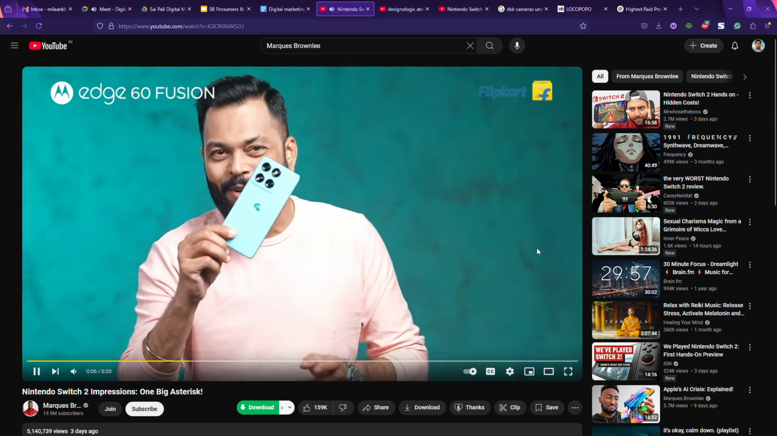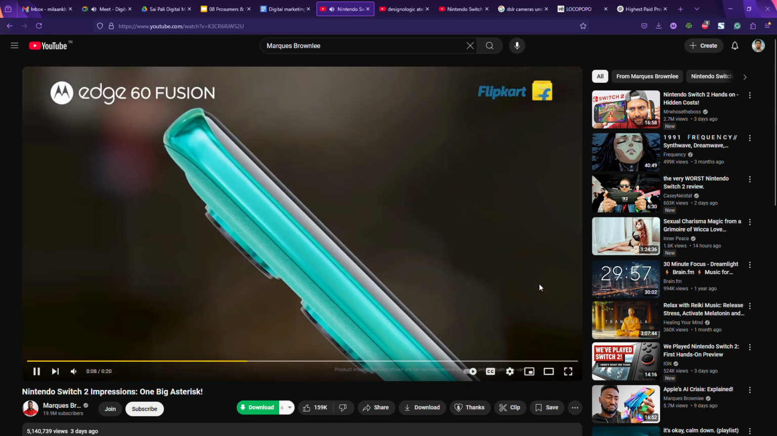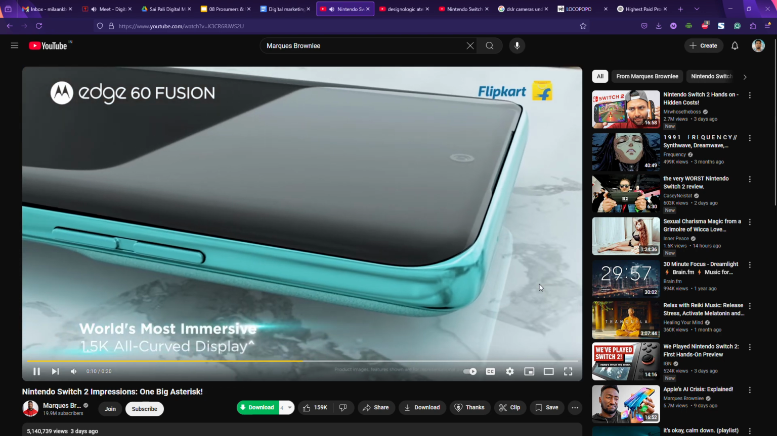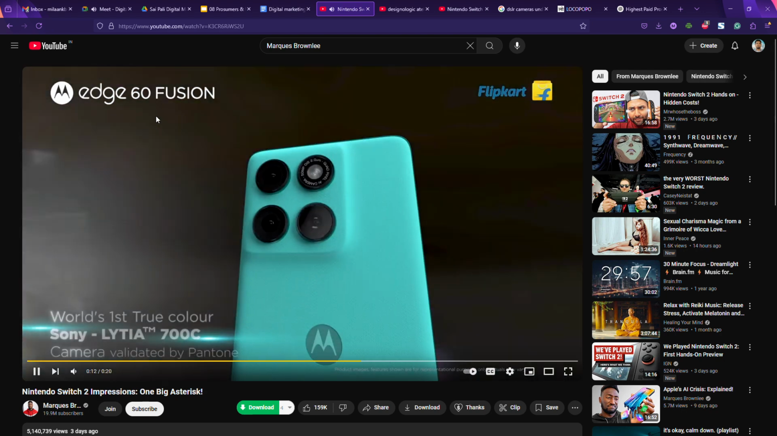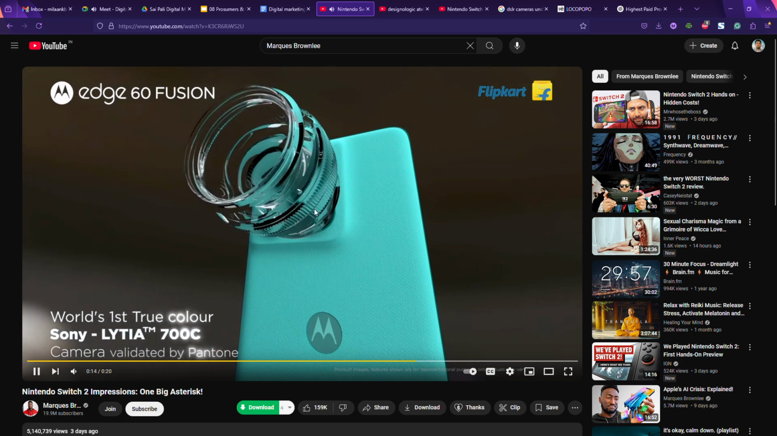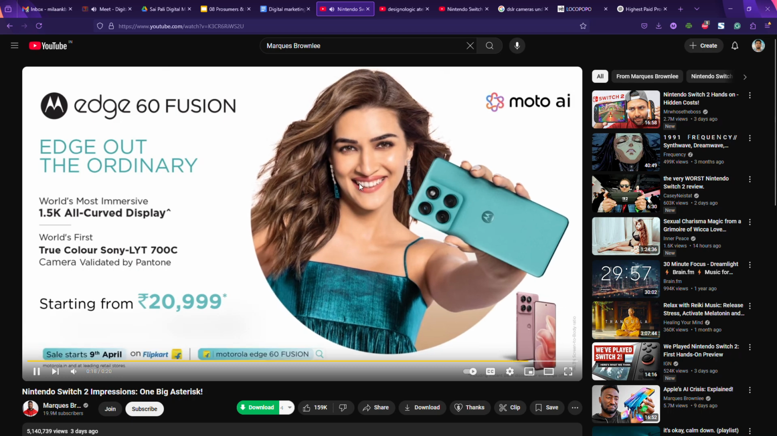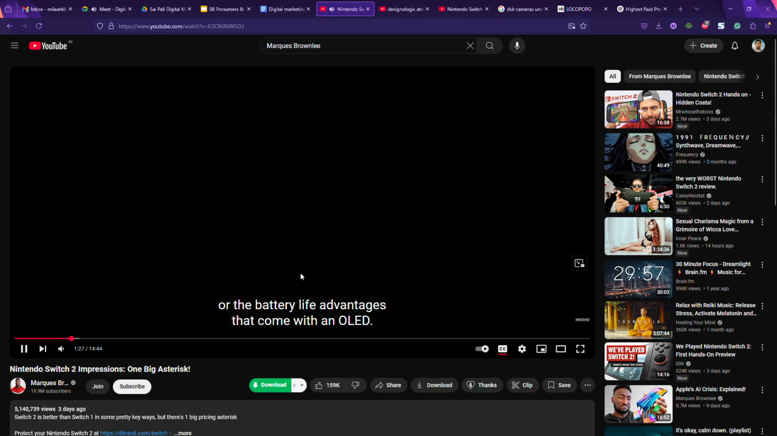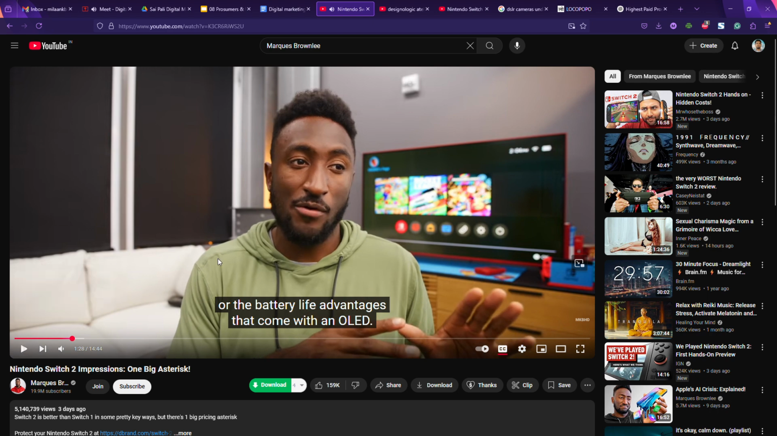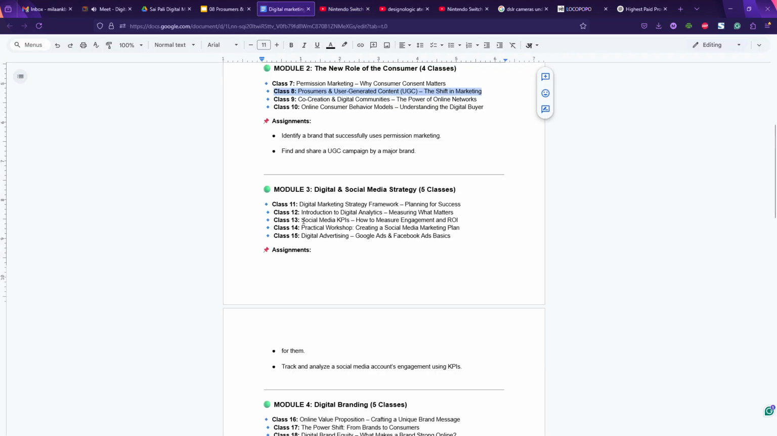This phone is for you. World's most immersive curved display. 50 megapixel. Flipkart is also making an ad for the Edge 50 Fusion. Now even the ads are changing to a user generated content style. Notice that even the ads that we see are changing in that style.